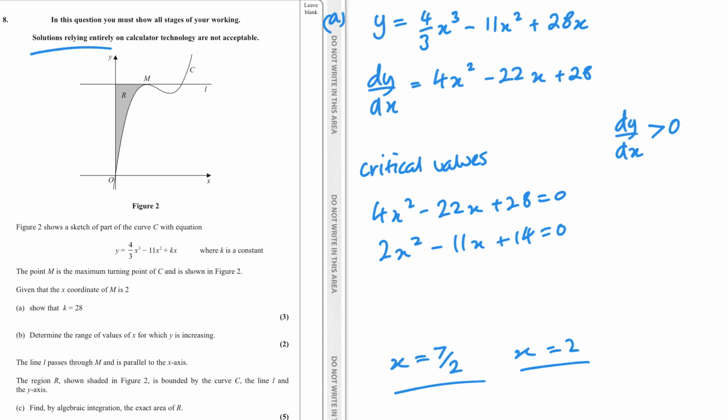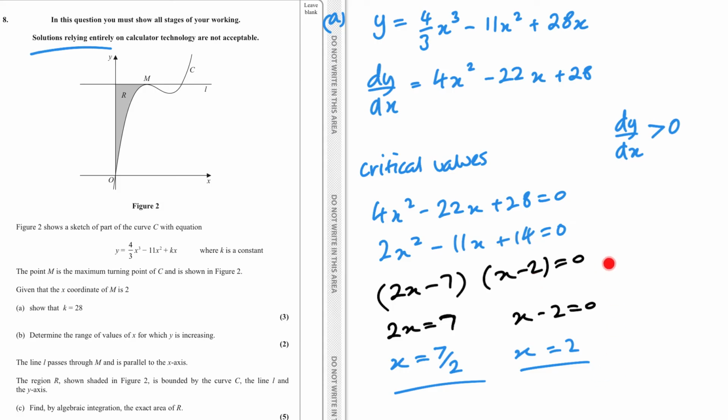If this was x equals 7 over 2, that means that 2x must equal 7. So 2x minus 7 equals 0, one of my brackets. This one, x minus 2 equals 0, x minus 2, my other bracket. And you can see now, if you do it, 2x squared minus 4x minus 7x is minus 11x. Minus 7 times minus 2 is plus 14. So you actually use your calculator, work your way backwards to get the factorized part. Okay, that will pretty much always work.